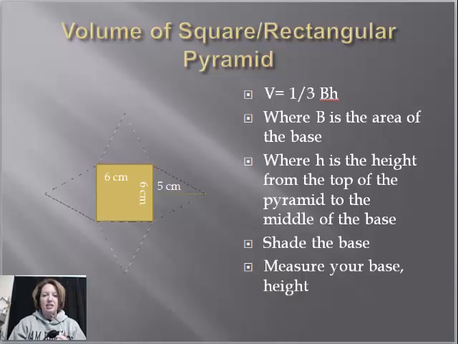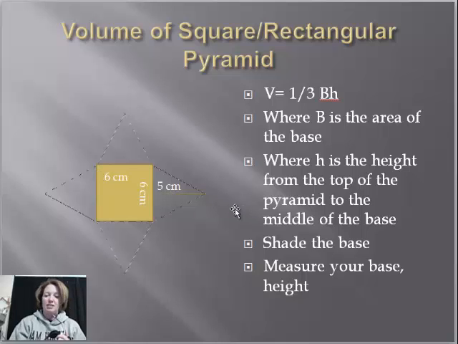As you'll see on this base we have a 6 by 6, so this is a square pyramid, but the principle is the same for a rectangular pyramid. The formula is V equals 1/3 BH, where B, again, is the area of the base, and H is the height from the top of the pyramid to the middle of the base. You want to make sure you shade in your base, and then you measure your base. So we had 6 centimeters, 6 centimeters, and then the height of our triangle was 5 centimeters.